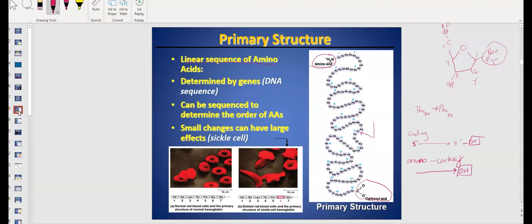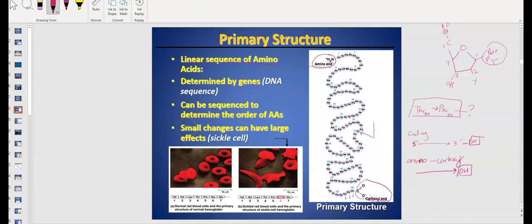DNA polymerase can only go 5' to 3'. Okay, so you don't want to number starting here and go 1, 2, 3, 4. That would be completely wrong, and we would end up with this completely separate thing. If someone were telling me this and they numbered it backwards, I'd be like, what are you talking about? So you just got to get used to numbering it in this direction, amino to carboxyl, always. Determined by genes, we know that. It can be sequenced, so we can sequence proteins just like we can sequence DNA. It's a little bit trickier to sequence proteins, but it can be done.